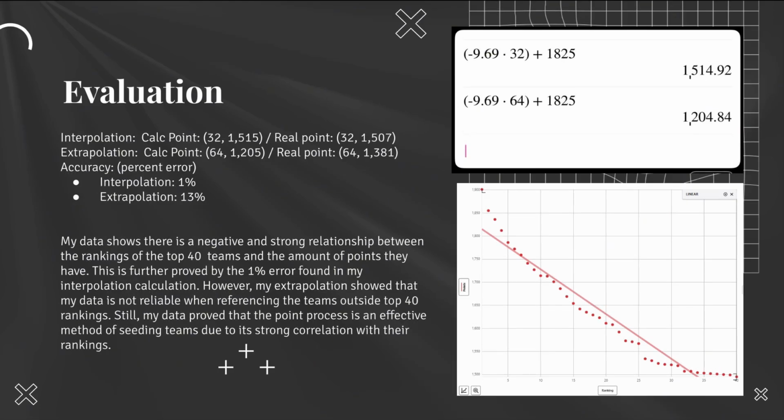To evaluate my data, I calculated the percent error between my calculated points for interpolation and calculated points for extrapolation. And for interpolation, I got a 1% error, and for extrapolation, I got a 13% error.